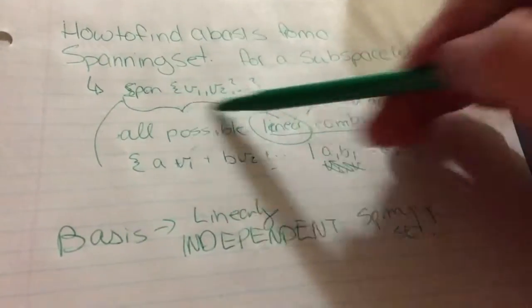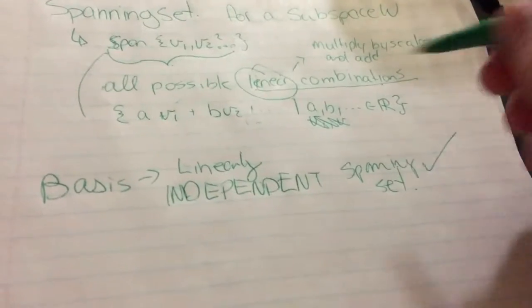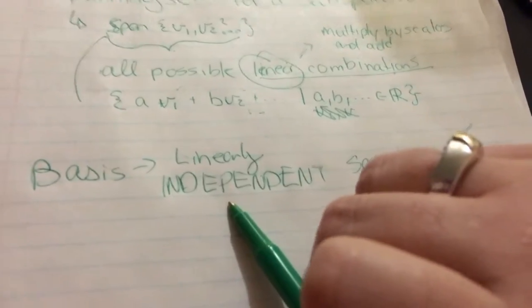So now we have this spanning set, right? But we want a basis. So what's a basis? Well, a basis is a linearly independent spanning set. Well, we already have the fact that it's spanning from up here, so we're good. So now we just have to make sure they're linearly independent.